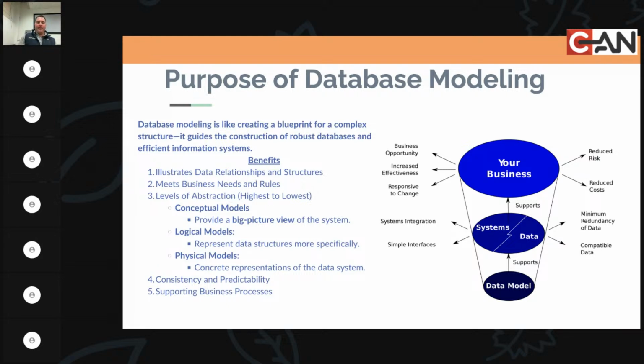So, think that your data model supports your systems. Is it an inventory tracking system? Is it a CRM or whatever it is? And then the data from that can support your analytics.